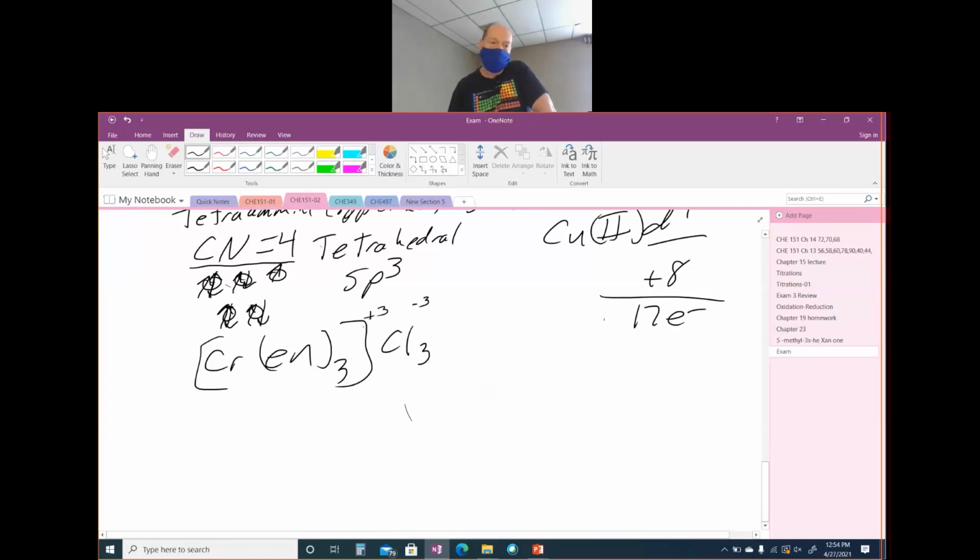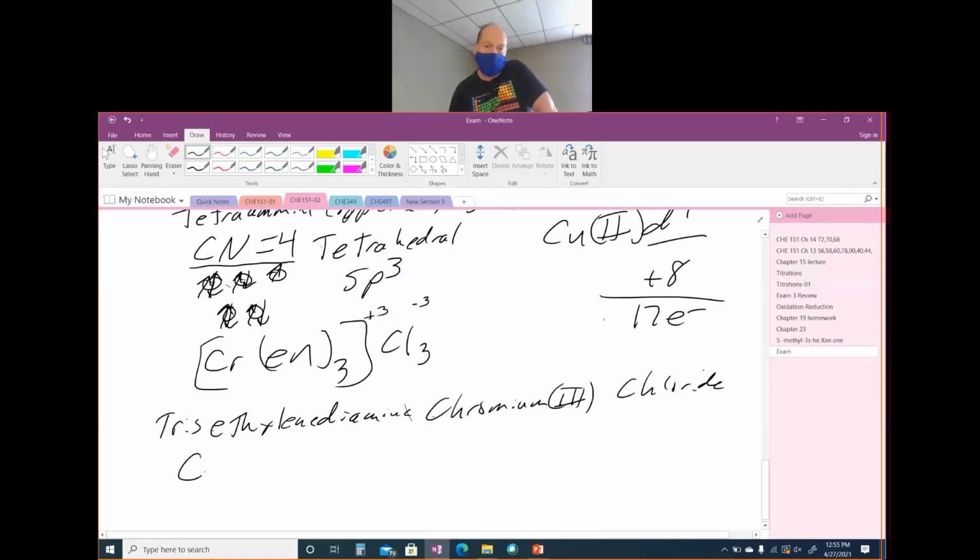Ethylene diamine is neutral. And so we have tris(ethylene diamine)chromium 3 chloride. All right, and so our coordination number is not 3 because you have to know that ethylene diamine, in one ethylene diamine, it has a coordination number of 2. So your coordination number is 6 because we have 3 of them, and this is octahedral.